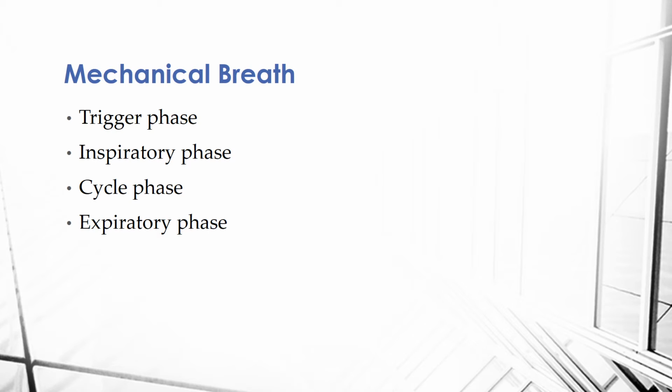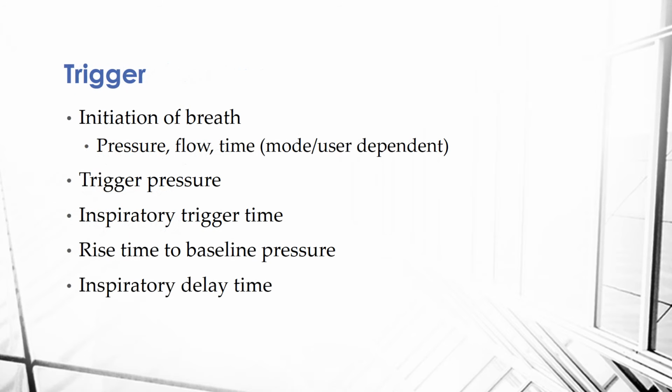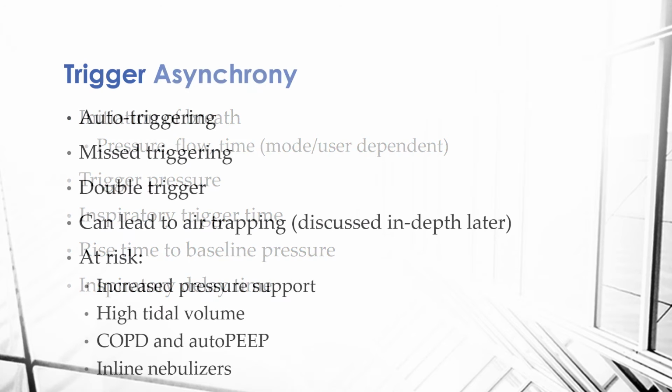So you have 4 parts of your mechanical breath. You have your trigger, you have your inspiratory phase, your cycle phase, your expiratory phase. So, in your trigger, that's where your breath starts. You have your initiation. It's either based on pressure, flow, or time, depending on your mode or what you're using. You also have trigger pressures, inspiratory rise or trigger time, rise time, and delay time.